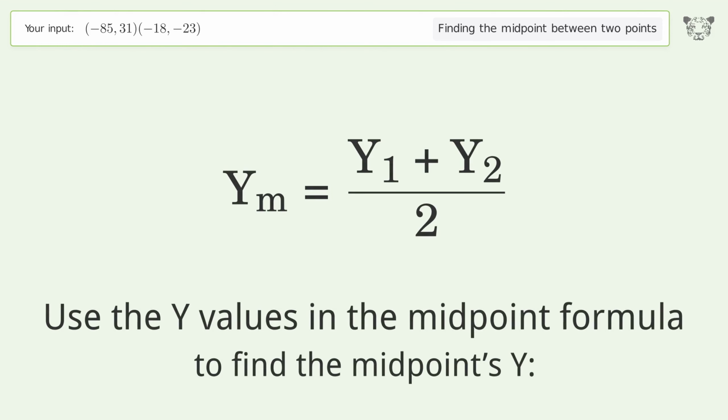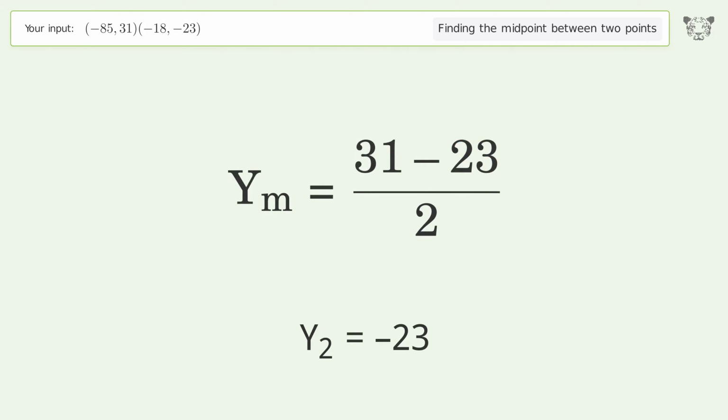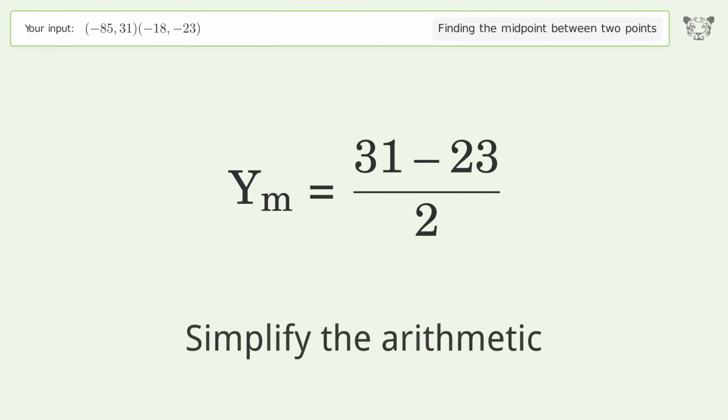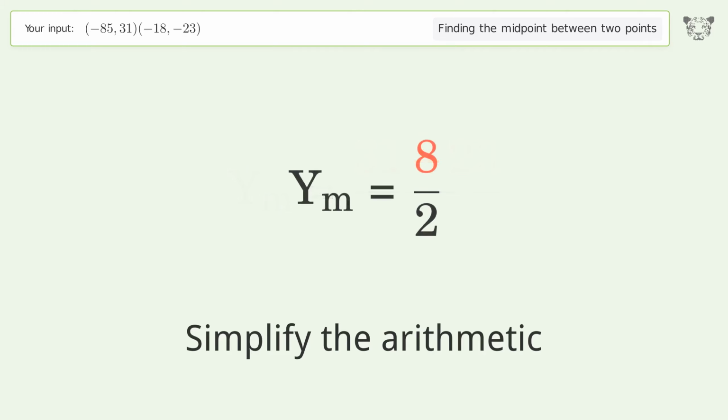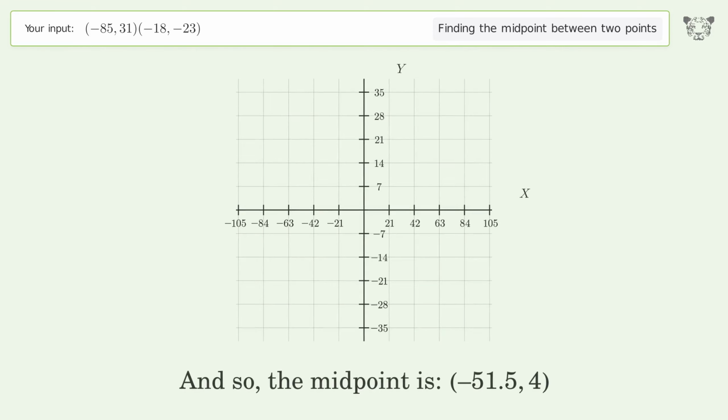Use the y values in the midpoint formula to find the midpoint's y. y1 equals 31. y2 equals negative 23. Simplify the arithmetic. And so, the midpoint is negative 51.54.